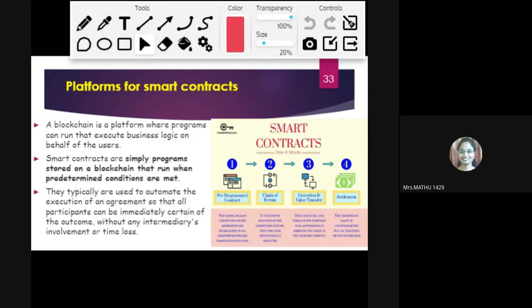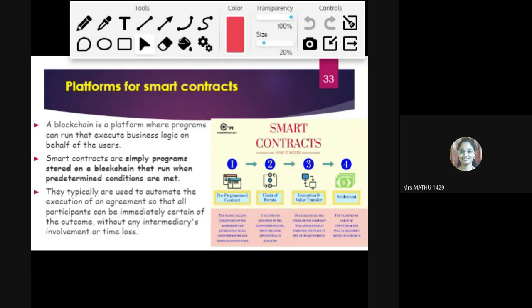So these predetermined conditions are converted into code, and that is what we call a smart contract. This code will get executed when those conditions are satisfied or met.